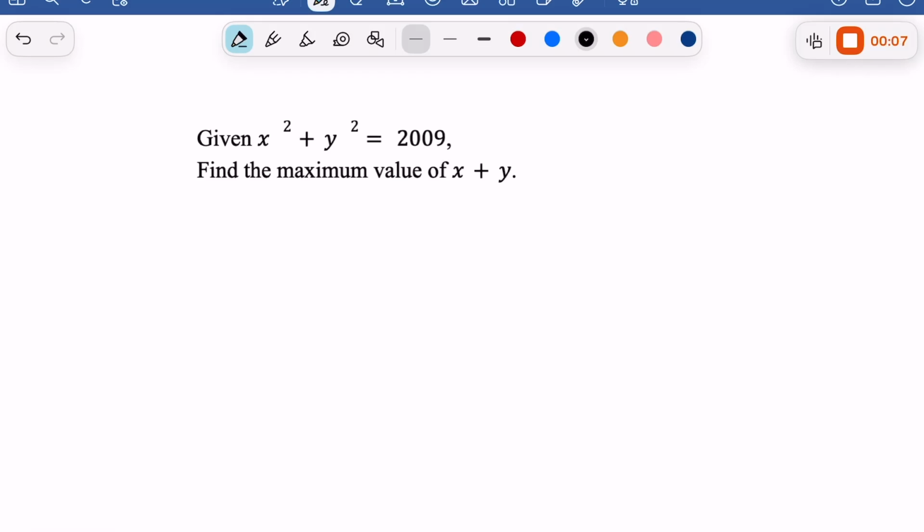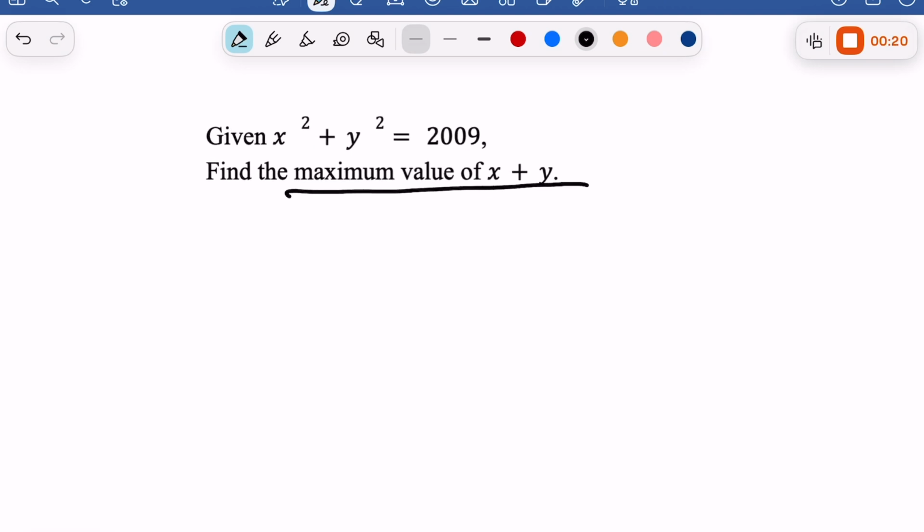Alright guys, let's have a look at this question. So we're given that x squared plus y squared equals 2009, and we're asked to find the maximum value of x plus y. I'm guessing a lot of you, when you see an algebra question like this, will try to manipulate it by squaring and expanding, moving things around. But since we're looking for the maximum value here, just doing algebraic manipulation will not be enough.